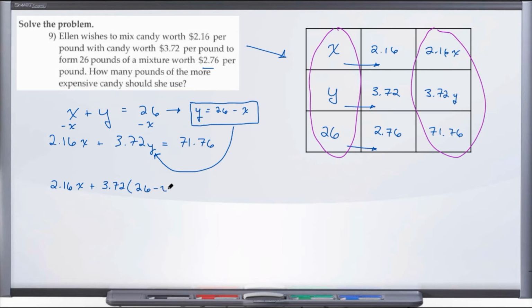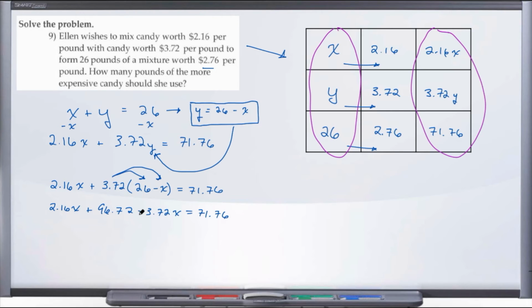Well, 26 minus x, we just solved for, equals 71.76. And now let's go ahead and clean up the left side, and we'll distribute that 3.72 through as we do. So 2.16x plus, well, 3.72 times 26 is going to give us 96.72 minus 3.72 times negative x gives us that minus 3.72x equals, and then 71.76 has not changed.